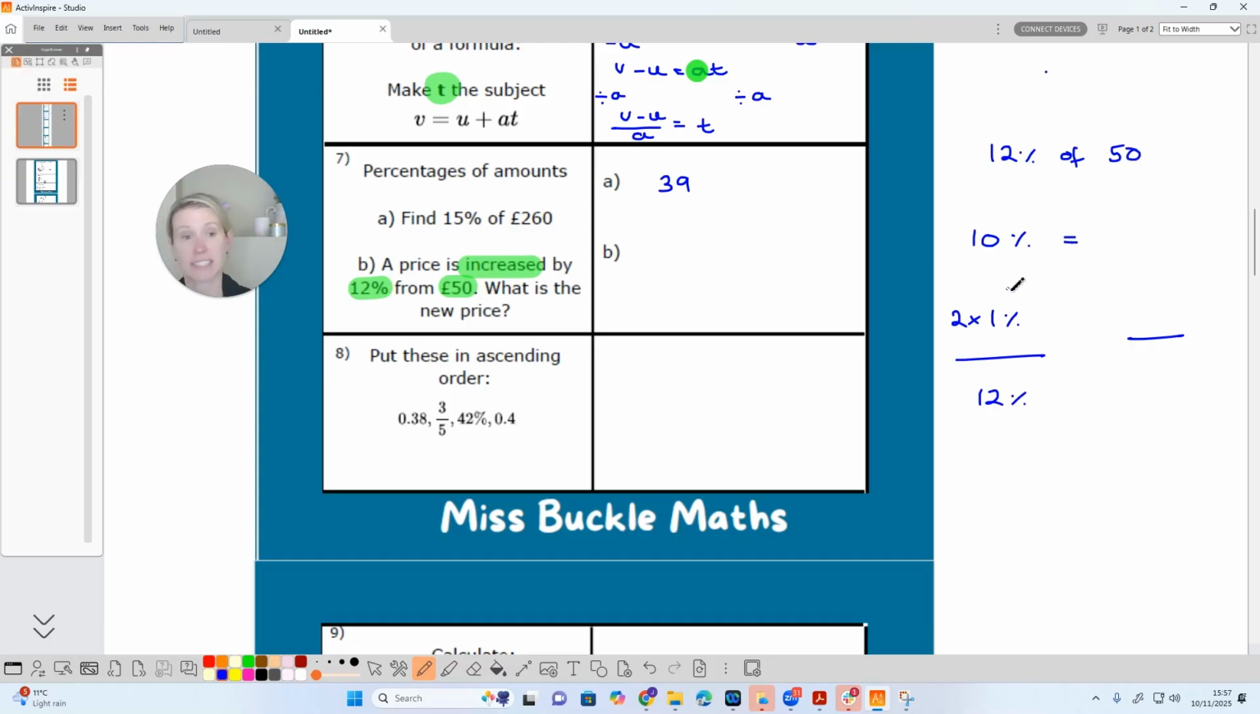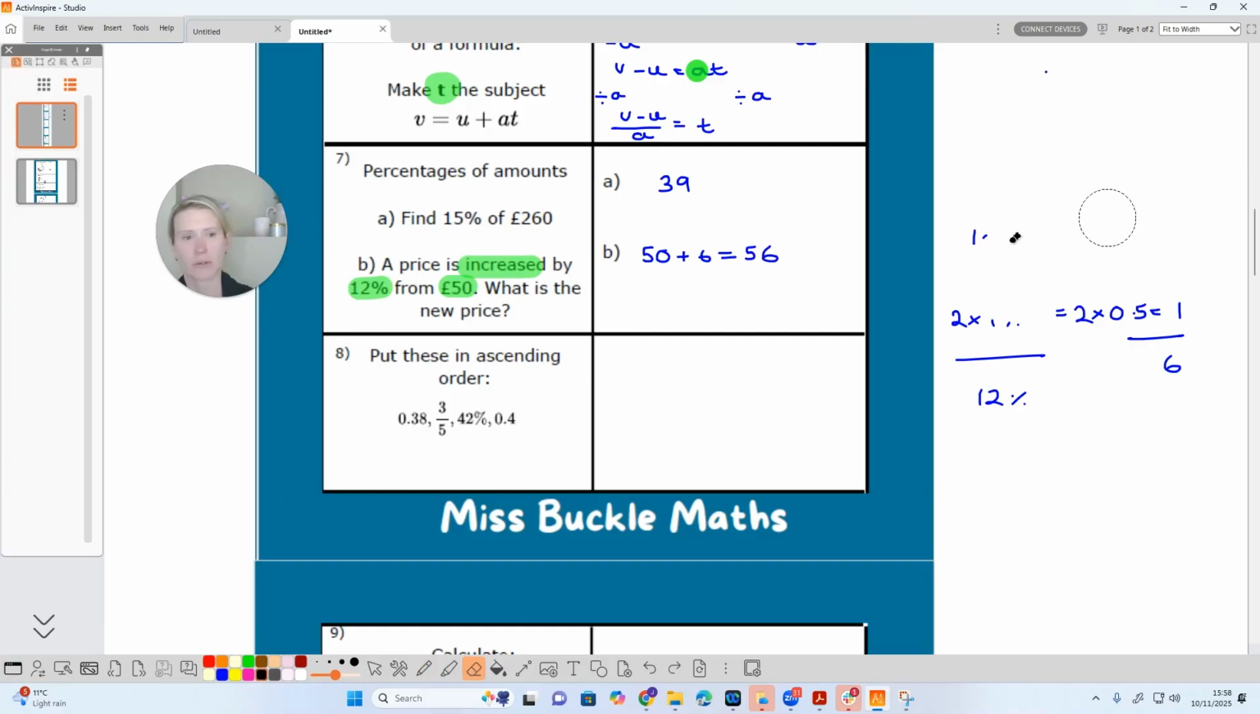To find 10% I divide it by 10, 50 divided by 10 is equal to 5. So to find 1% I'm dividing it by 100, so that would be 0.5, and I need 2 lots of that 0.5, which is 1. So the numbers I'm adding together are 5 and 1, and 5 and 1 make 6. So in total then we're increasing £50 by 6. 50 plus the 6 make 56 altogether.